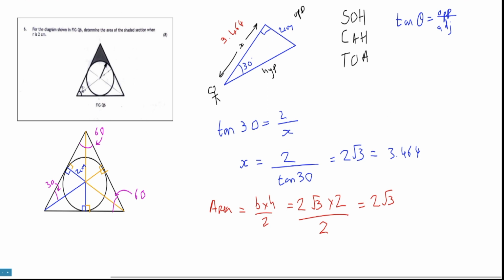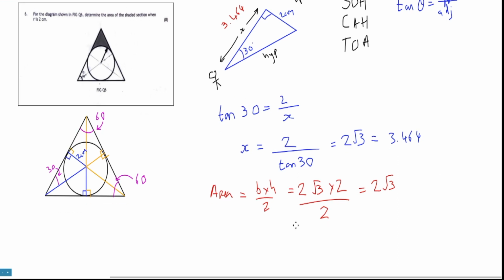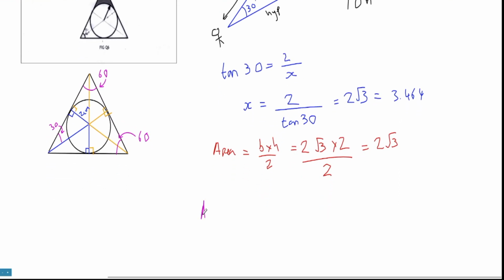There's 6 of them. So now we're going to times it by 6. So the area of one triangle. Let's write down the area of 6 triangles. Those are small triangles. This is equal to one big triangle.